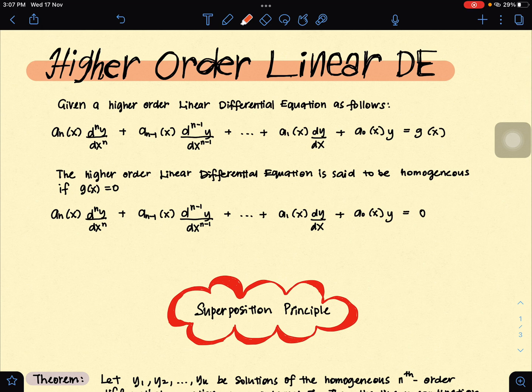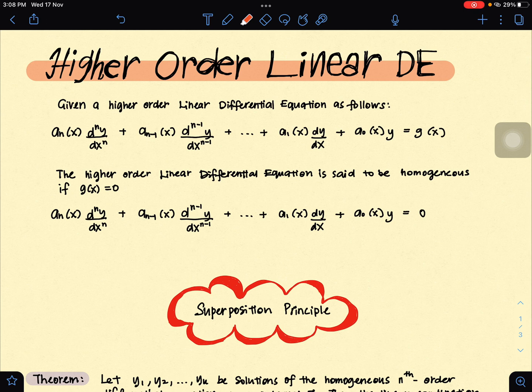So in chapter 2, we focused on the first order linear differential equation. Okay, kita belajar beberapa method untuk kita solve first order linear differential equation. In this chapter, we will see the higher order linear differential equation, but actually later we are only focusing on the second order. Tapi kita tengok dulu secara generalnya macam mana form, macam mana bentuk higher order linear differential equations.